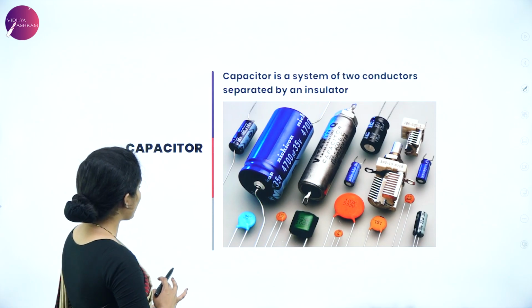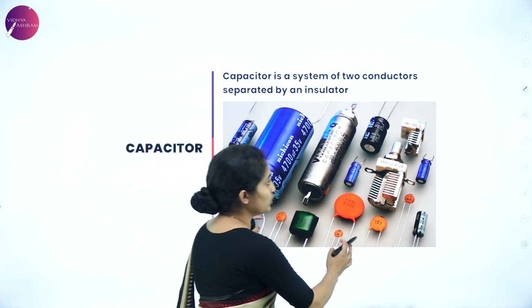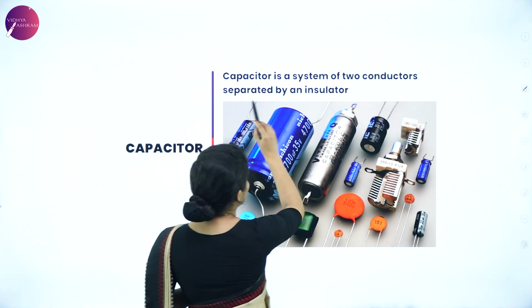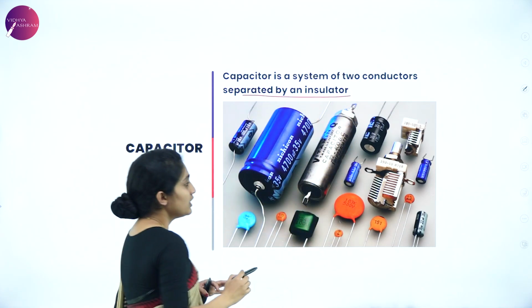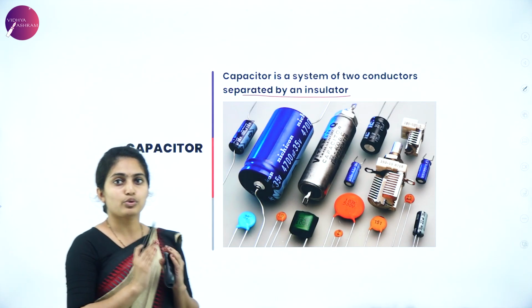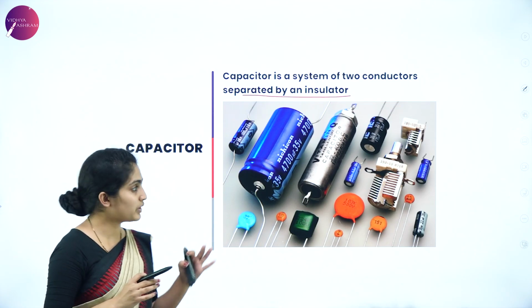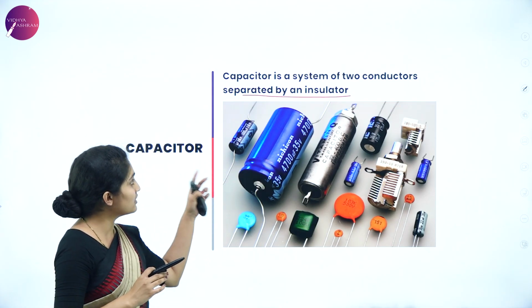And next we have the capacitor. How exactly does a capacitor look? These are some of the images of a capacitor. It's a system of 2 conductors separated by an insulator, used to store charges, so that there is not much movement of the charges. So this is separated by an insulator.